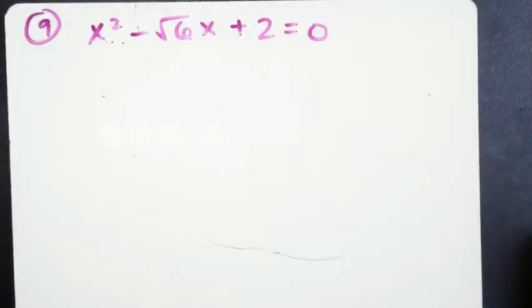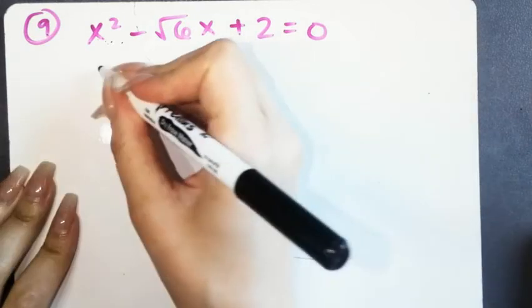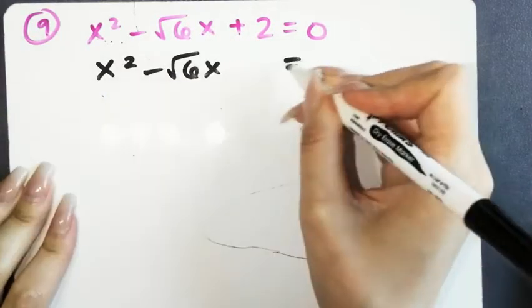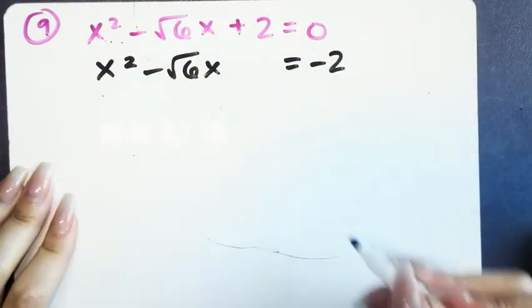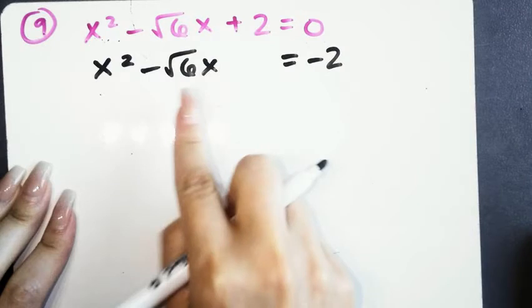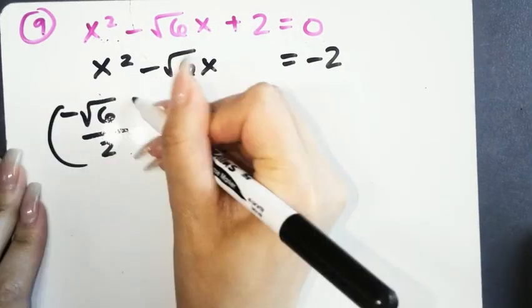Now, number 9 might look a little bit more challenging because you have that negative square root of 6, but it's not. Following the same idea, the first thing that I do to complete the square, I move the 2 to the other side like this. After that, I'm going to take the linear coefficient, which is negative square root of 6, I divide it by 2 and I square it.